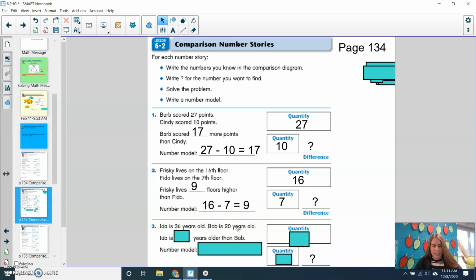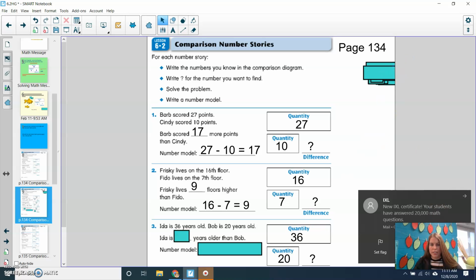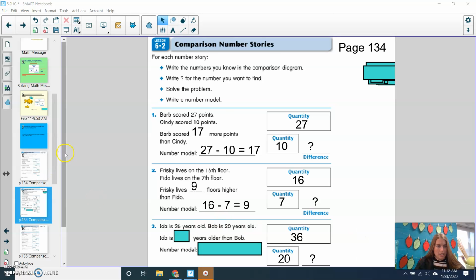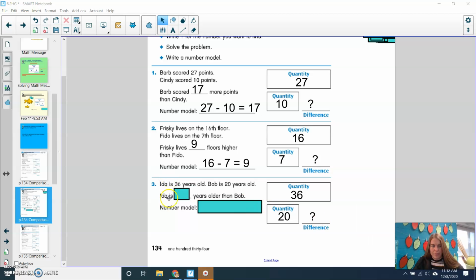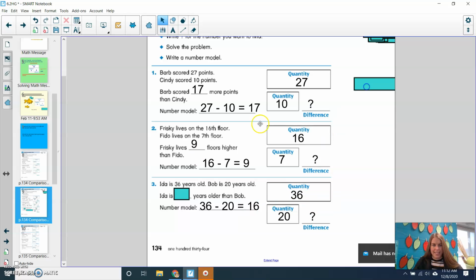For the last one on this page, we have Ida is 36 years old. I'm going to put that in my top quantity. Bob is 20 years old. So I want to figure out Ida is how many years older than Bob. So I'm going to put my number model and I'm going to solve. So I have my 36 minus 20 and we know that that equals 16. So Ida is 16 years older than Bob.